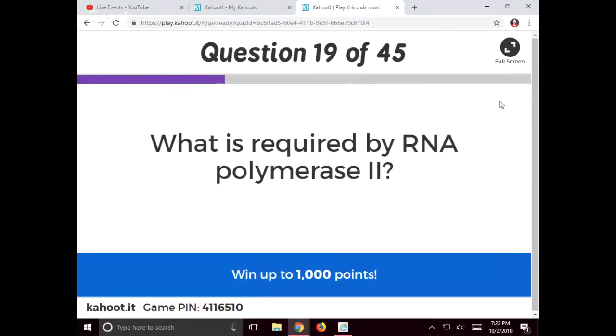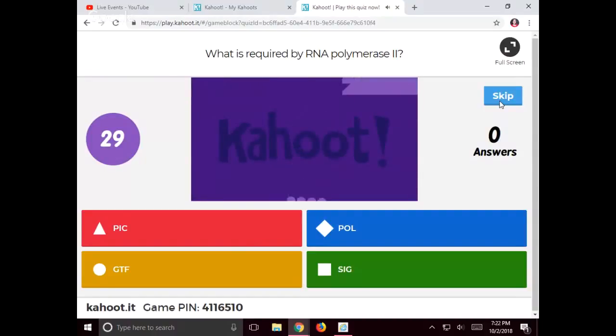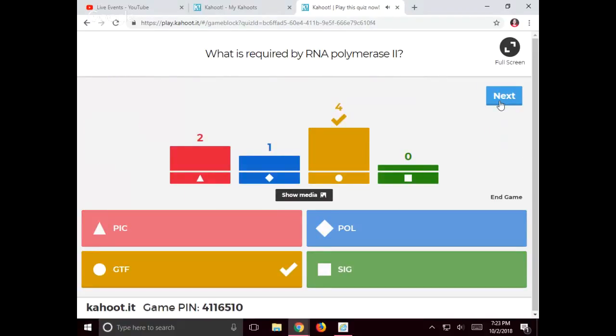What is required by RNA polymerase 2? This one I pulled out of the notes. It's a little bit funky. This is the GTF again. PIC is what GTF and Pol 2 together are. You have your GTF plus your polymerase, and it's going to give you your PIC. So the PIC requires the GTF and the polymerase 2. It's kind of a technicality, like if you say 2 plus 1 equals 3, to get 3 you need 2 plus 1.